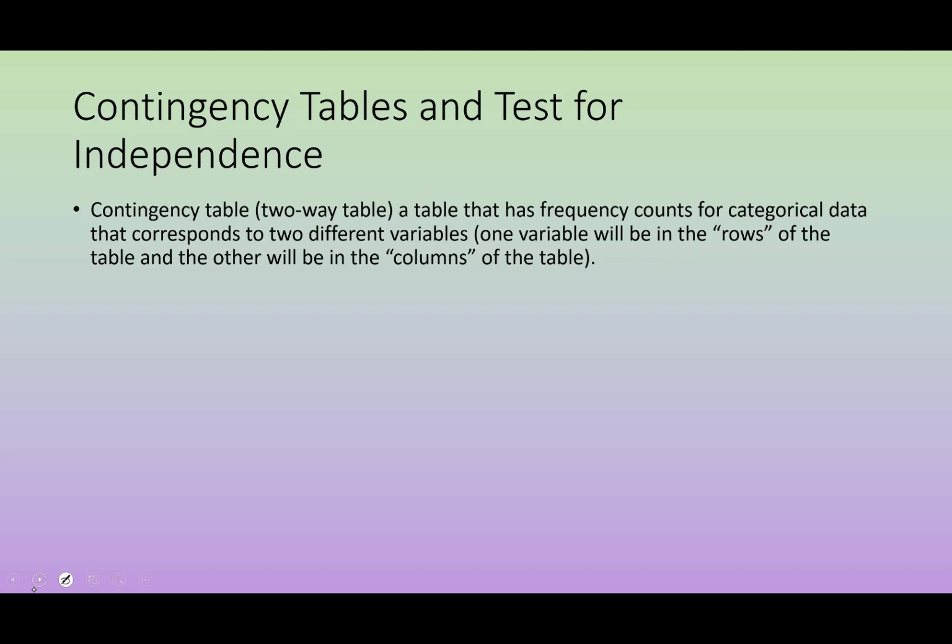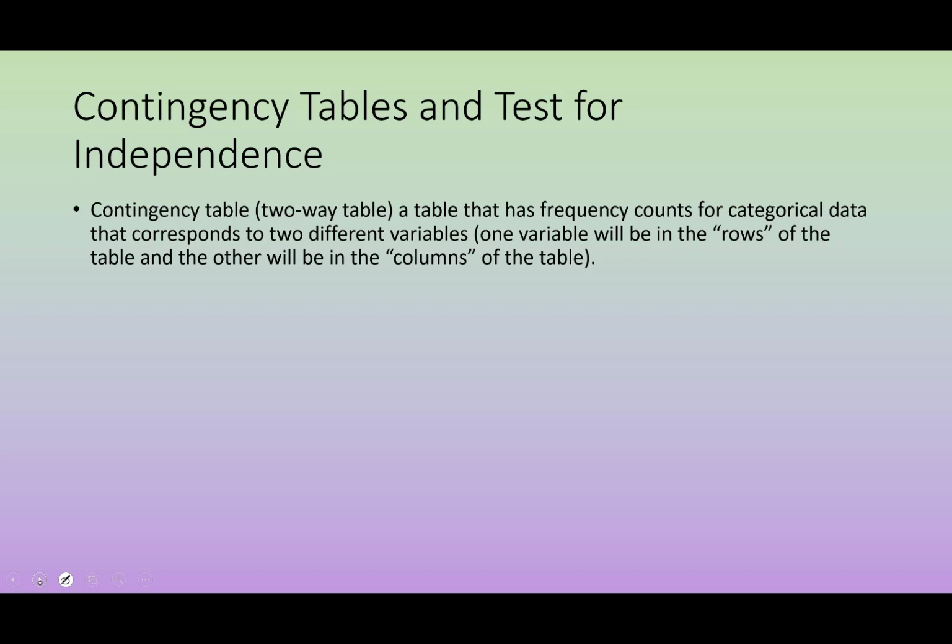Sometimes it'll be referred to as a two-way table, but it is a table that has frequency counts for categorical data that corresponds to two different variables. So one variable will be like your row heading, and one will be your column headings.